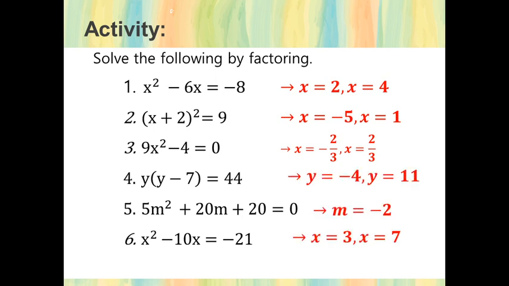Okay, so for number 1, the roots are 2 and 4. For number 2, the roots are negative 5 and 1. Number 3, we have negative 2/3 and positive 2/3. For number 4, we have negative 4 and positive 11. For number 5, we have negative 2. And for number 6, we have 3 and 7.